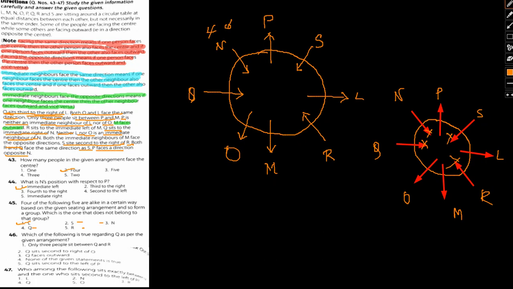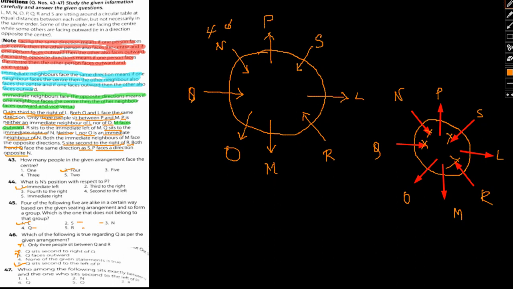Which of the following is true regarding Q as per the given arrangement? Only 3 people sit between Q and R. Wrong. Q sits second to the right of O. Wrong again. Q faces outwards. No, that is also wrong. Q faces inwards. None of the given statements. Q sits second to the left of P. Yes, Q sits second to the left of P. Option 5 is correct.